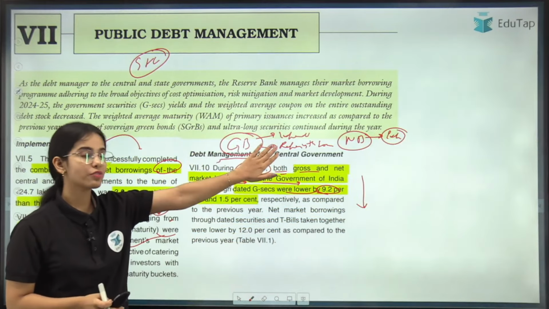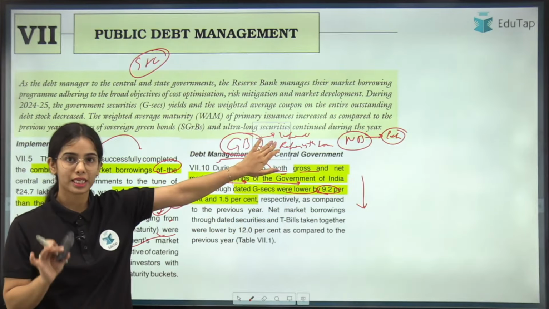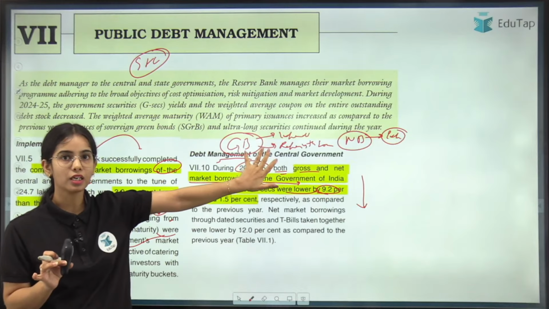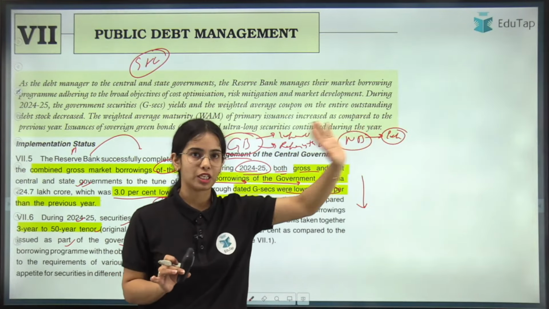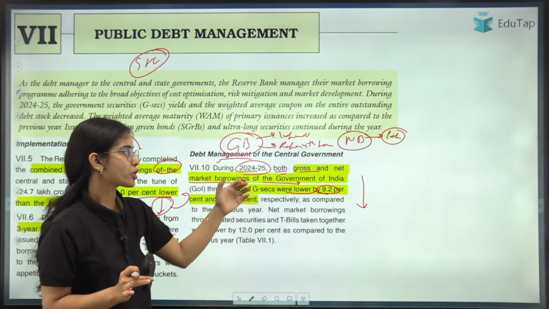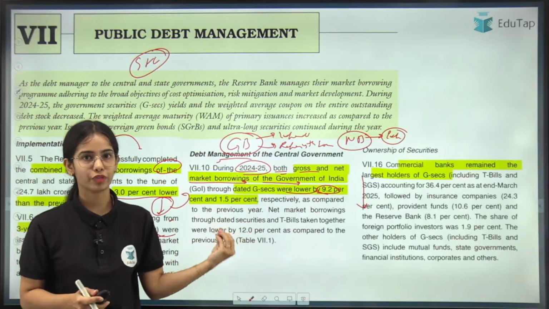So in the gross borrowings, we include the borrowings for the expenditure as well as the borrowings done for repaying earlier loans. In the net borrowings, we only take the borrowings for the expenditure. So the net borrowings and gross borrowings were both lower for the Government of India.